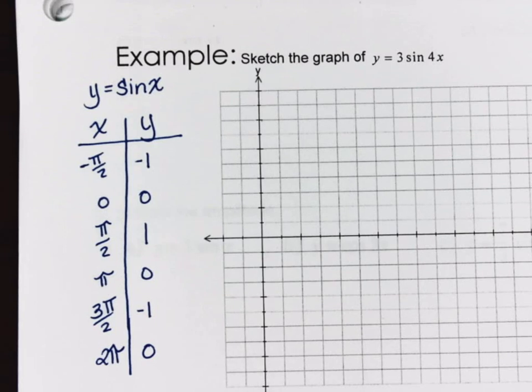Okay, before you get too far, is that your sine table? Because I don't want you to do transformations off the wrong table, because then that's going to be bad.